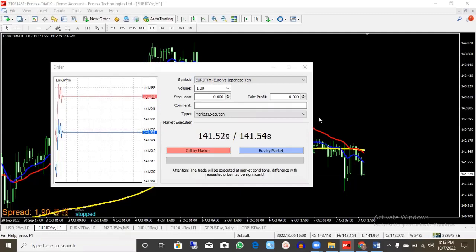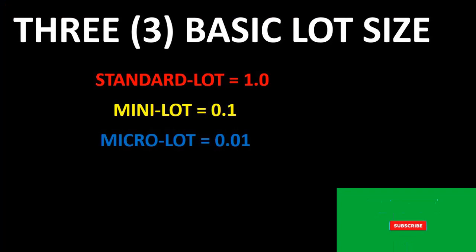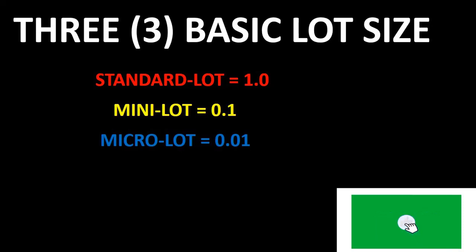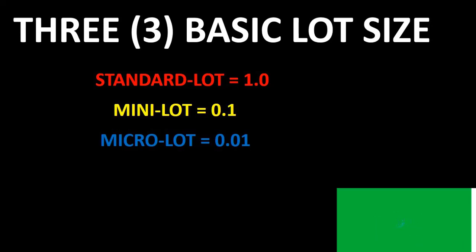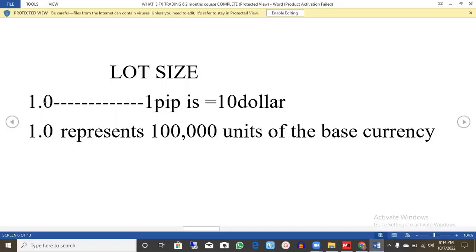So now let's see what each of these lot sizes represents. Basically there are 3 lots. We have the one standard lot, then we have the 0.1, and we have the 0.01, which is the smallest lot size. Now, one lot size simply means that one pip is equal to $10.